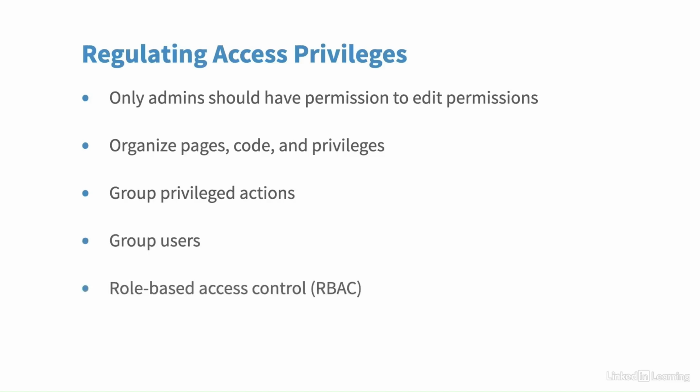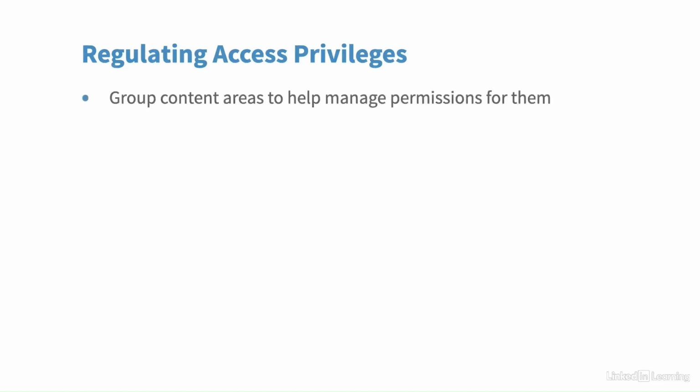Role-based access control, or RBAC, is a technique for assigning users to a role and then controlling the access for that role. For example, a user might be assigned a paid subscriber role, and all users with that role have identical permissions. It makes administration easier and mistakes less likely, especially over time as the code, content, and the users change. Content areas of the website can also be grouped.